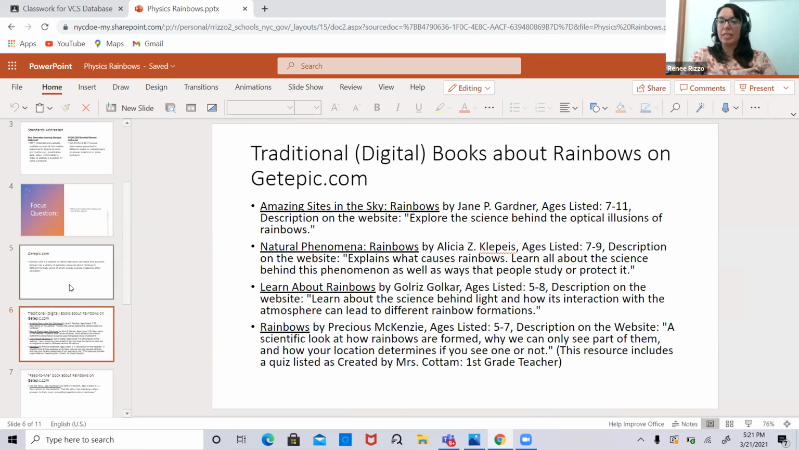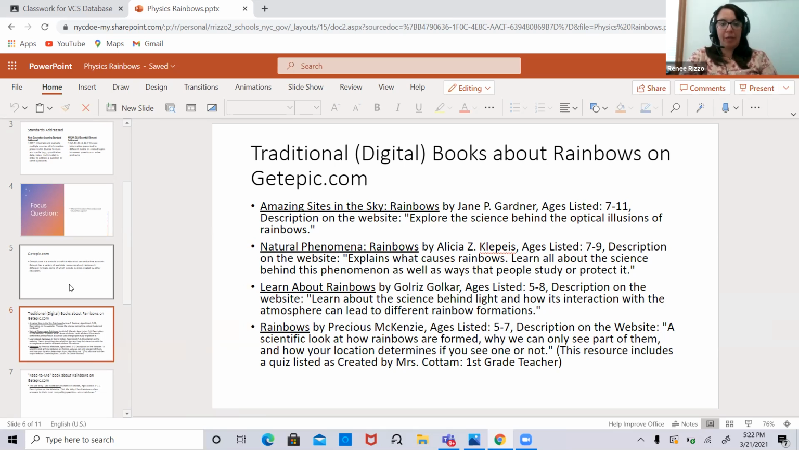The ages listed are 7 through 11, but keep in mind this is a website geared mostly towards students in general education settings. So even though these ages are chronologically lower than where our students in high school alternate assessment settings are, developmentally the resources may or may not be appropriate for your students. So you will really need to look through them and see if they work. The description on the website: explore the science behind the optical illusions of rainbows.